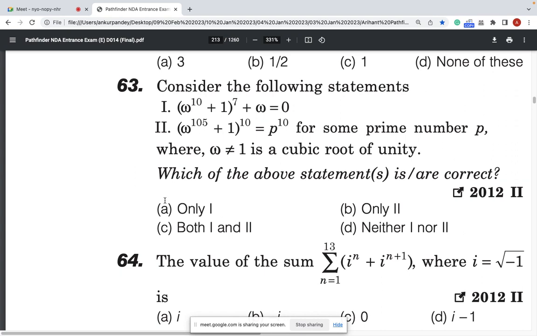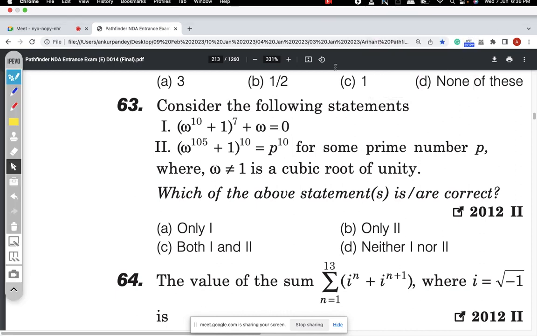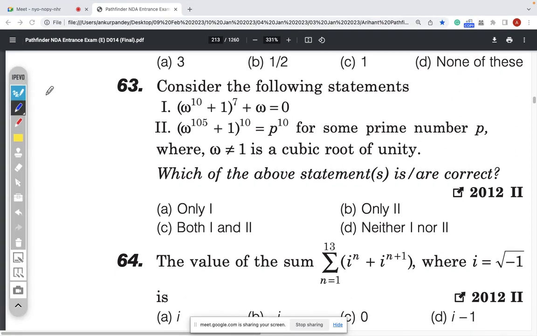Omega to the power 10 can be written as just omega. Why? Because power of omega above 3, omega to the power 9, equals 1. Very good. So this is just omega. So, omega plus 1 to the power 7 plus omega is equal to 0. I don't think so, but even then I will try.